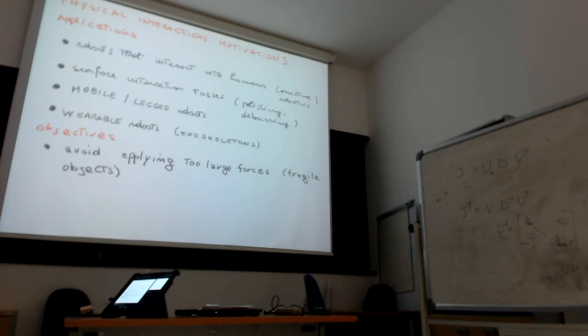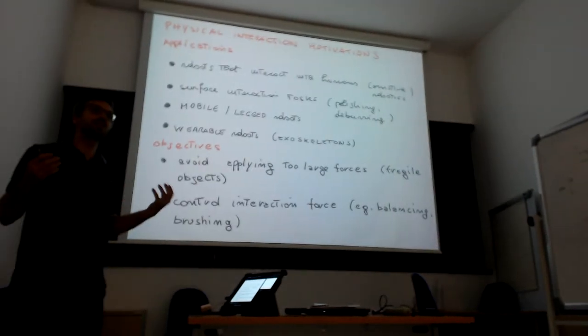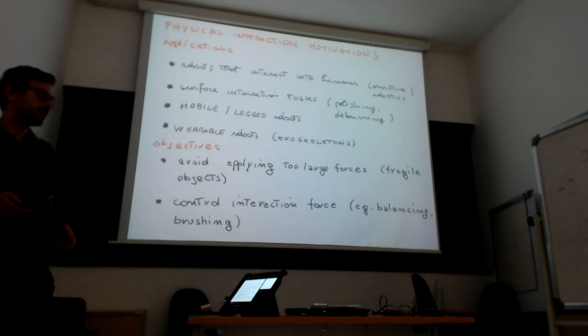So the objective is to avoid applying forces that are too large, and also, for example, when the robot needs to handle a fragile object in pick and place tasks. And whenever the legged robot needs to balance, to avoid losing balance and slippage, it needs to control the contact forces.